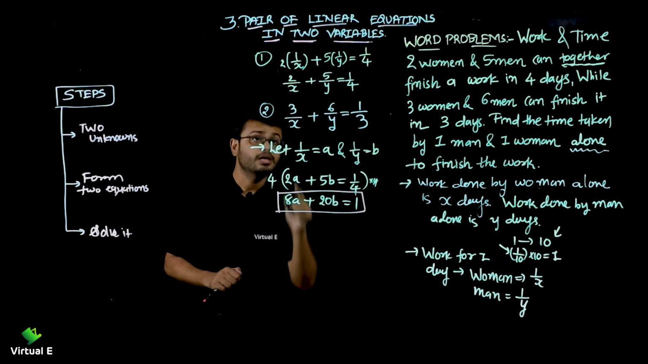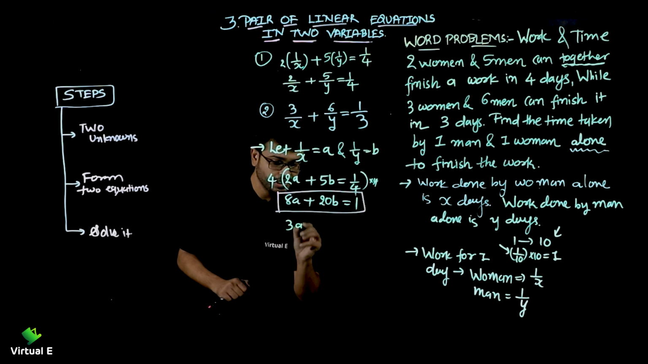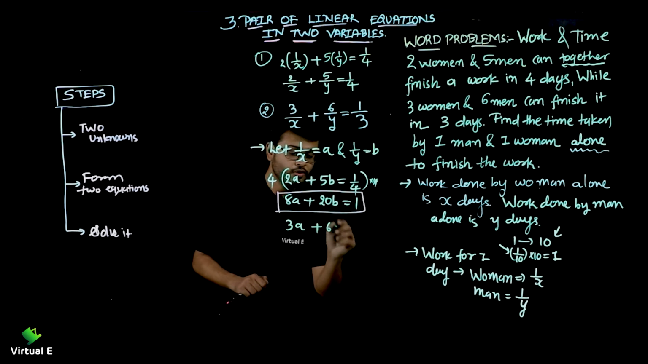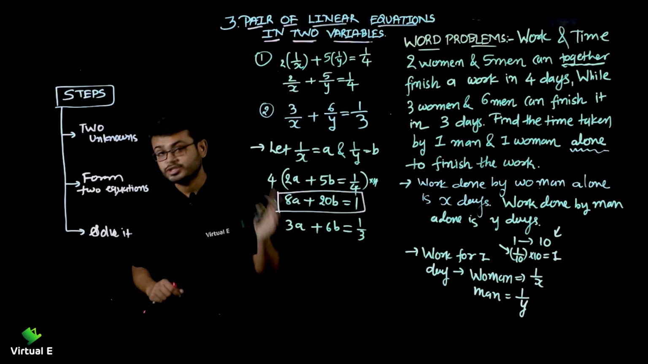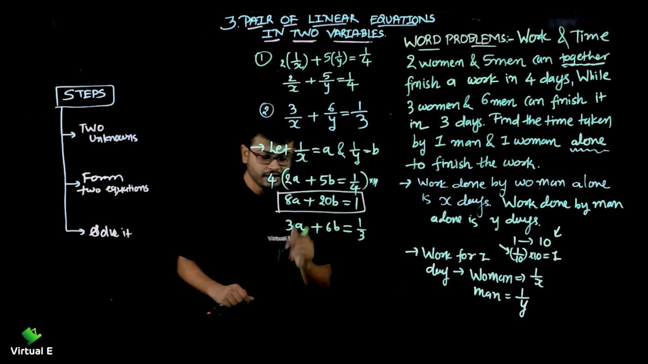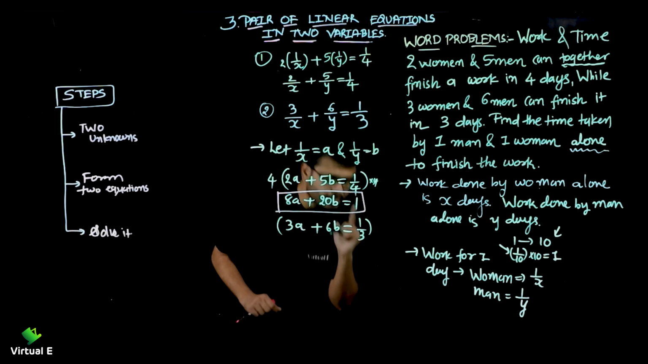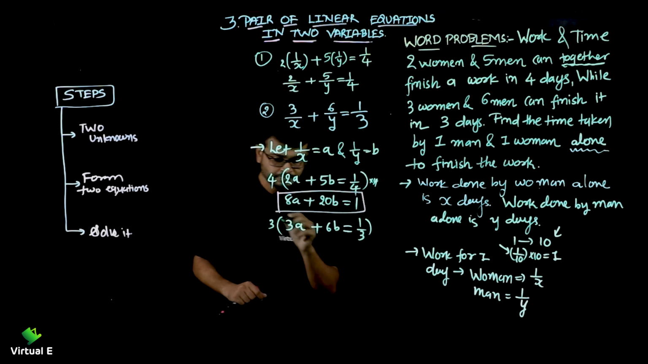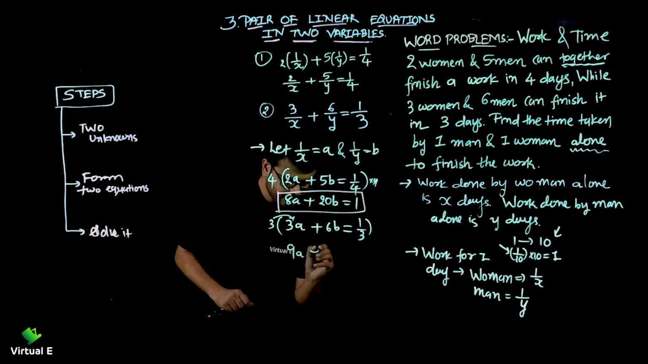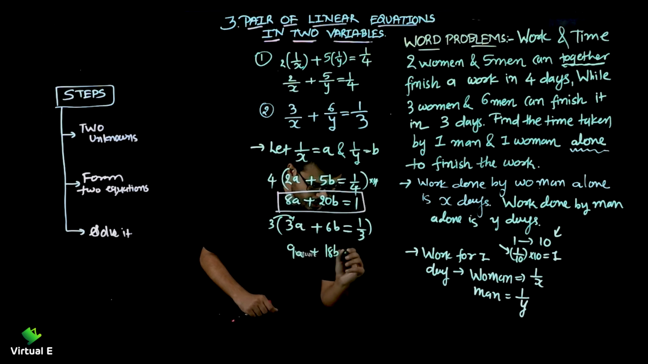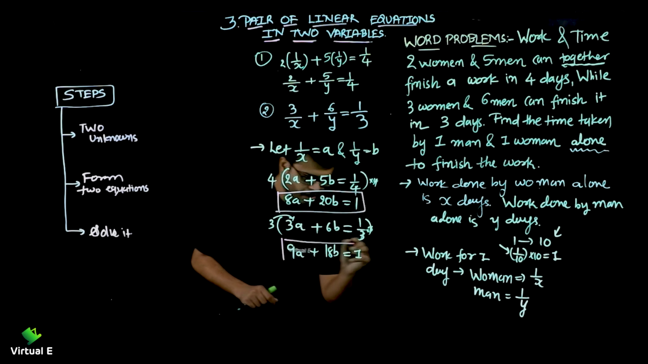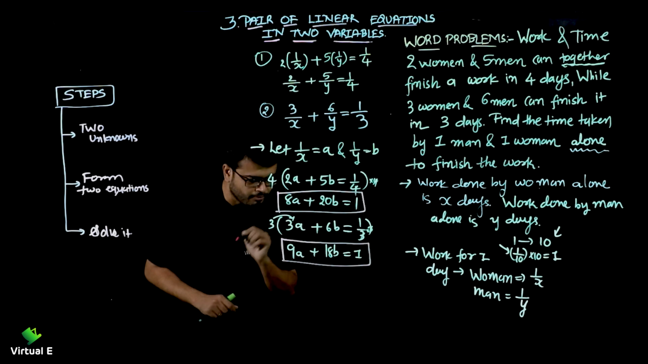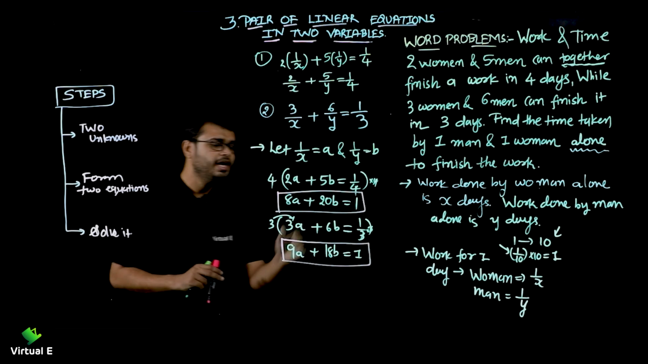So that will be 3 (1 over x means a) plus 6 (1 over y means b) is equal to 1 over 3. Again, this is in fraction form. I need to reduce it into the normal way, so multiply with the denominator. What's the denominator? 3. So I will be multiplying by 3. 3 3s are 9a plus 3 6s are 18b is equal to 3 into 1 over 3. So that will be what? 1 again. So these are my two equations in reduced form. I have reduced in the form of a and b.